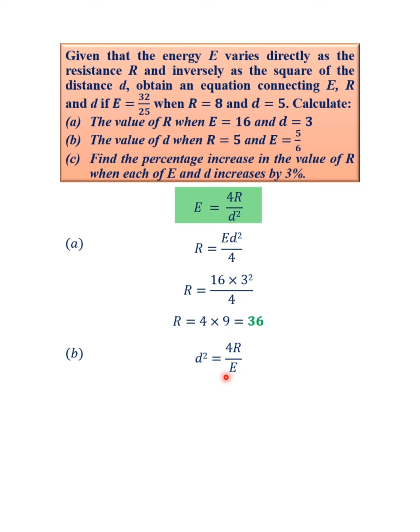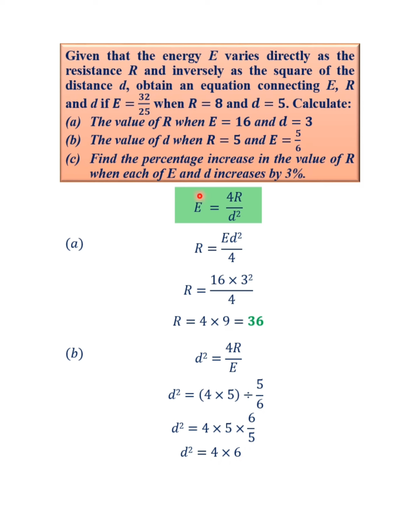At this point, we put in values. D squared equals 4 times 5, because R is 5, and it is further divided by E. E is 5 all over 6, 5 over 6. If we change this division to multiplication, what happens? We invert this fraction. The 6 comes to the numerator and the 5 goes below. Now 5 can cancel out 5 and we'll be left with D squared equals 4 times 6.